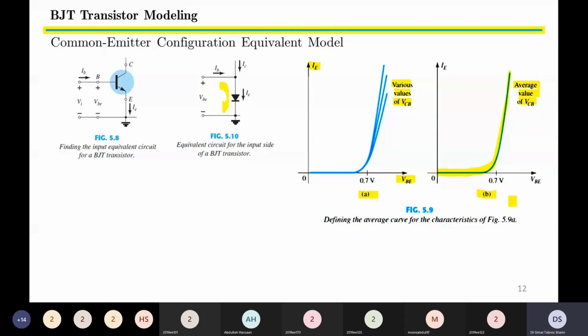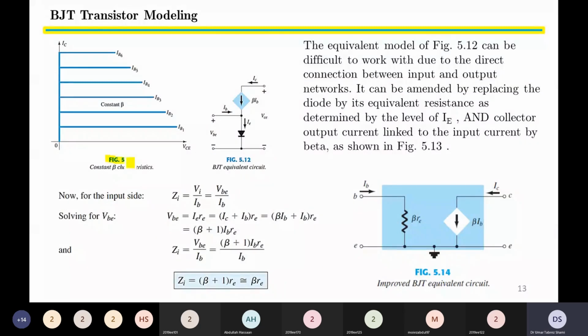So up till now, we have developed the input model of the BJT transistor. In the next slide, we will develop a further advanced version of the BJT transistor. Let us look at figure 5.11. Figure 5.11 shows a graph between voltage collector emitter and the collector current. The voltage collector emitter resides on the x-axis, whereas the collector current resides on the y-axis.